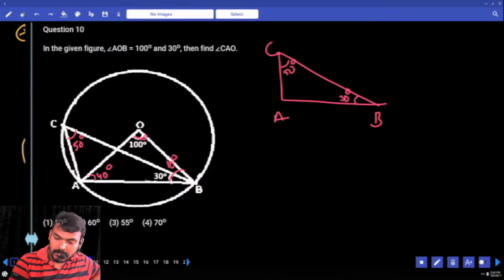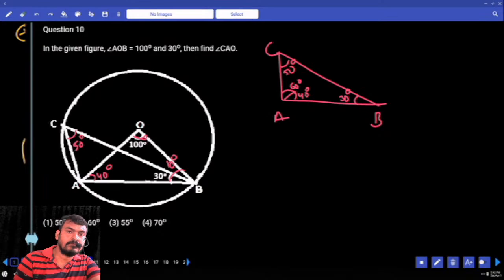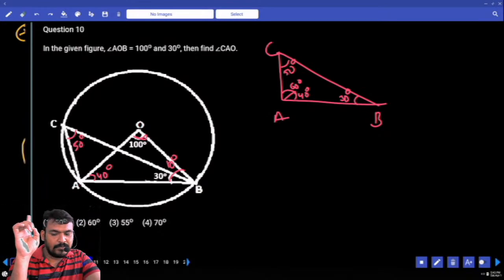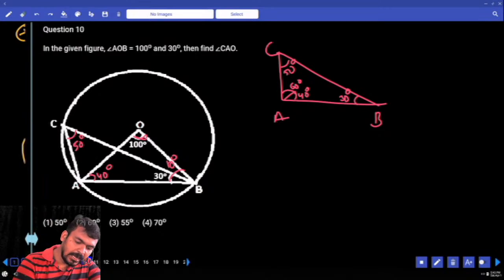Already here 40. 80 plus 40, 120 complete. What is the remaining? 60. What is the question here? C is 50 degrees, B is 30. 50 plus 30, 80 completed. What is the remaining? 100. In that 100 here already how much? 40. Obviously this one 60 degrees, sir.